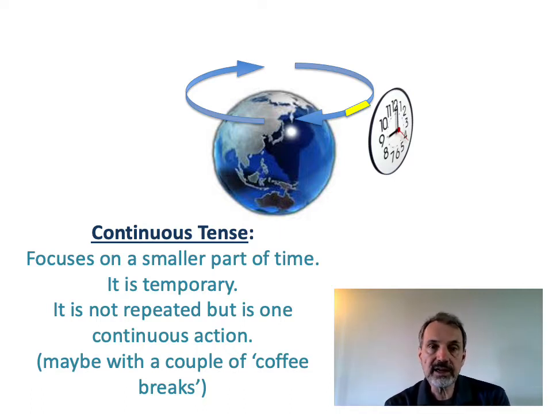On the other hand, when we use the continuous tense, which is sometimes called the progressive tense, we focus on a smaller part of time. It is a limited time, only for a time that we talk about, an hour, a day, or maybe a year. What is happening at that time only?